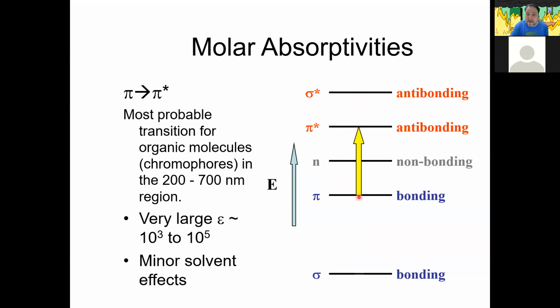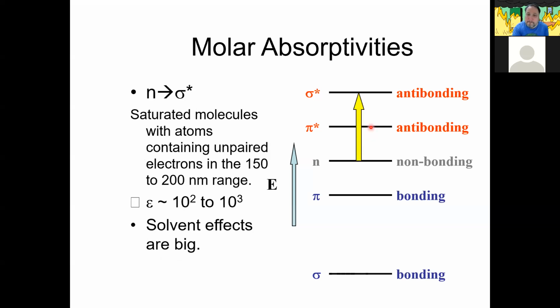Your pi to pi star, so that's your bonding to your anti-bonding. You can go from a lower energy pi orbital to a higher energy pi star orbital. Those are the most probable transitions for organic molecules, and for chromophores in the 200 to 700 nanometer region. So you're able to see some of these. If you're looking at beta carotene, for example, it's going to have an absorbance in this region. These are very large extinction coefficients, 10 to the third to 10 to the fifth, and you're going to have very few solvent effects. I think your solvent effects are going to be minor.